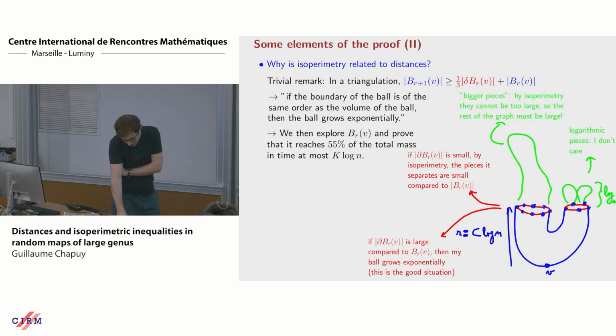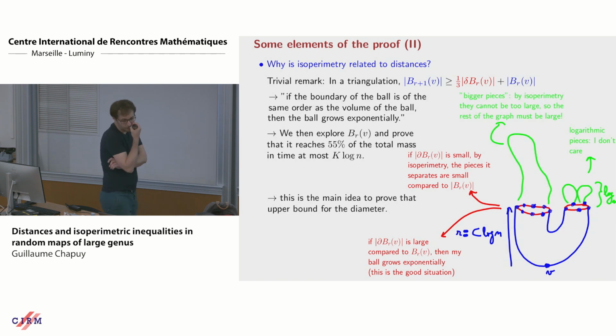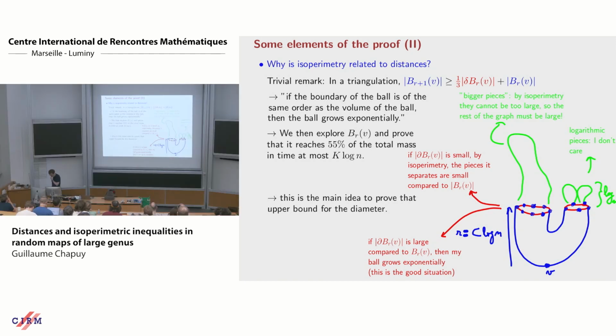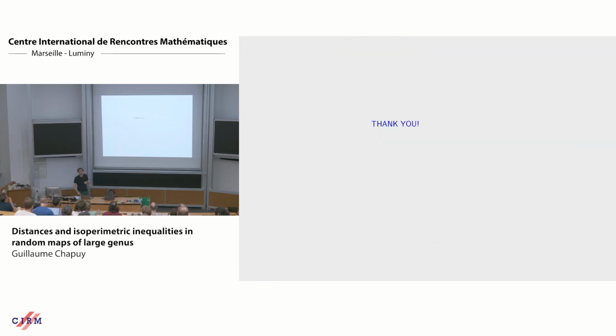And then, of course, once you have something like this, you get the diameter, because you take 2 points, and if both of them have a ball of logarithmic radius that takes 55% of the graph, then the 2 balls have to intersect. So you get the diameter. That's how isoperimetry comes into play in the proof of the logarithmic bound. And that's all I wanted to say. Thank you.